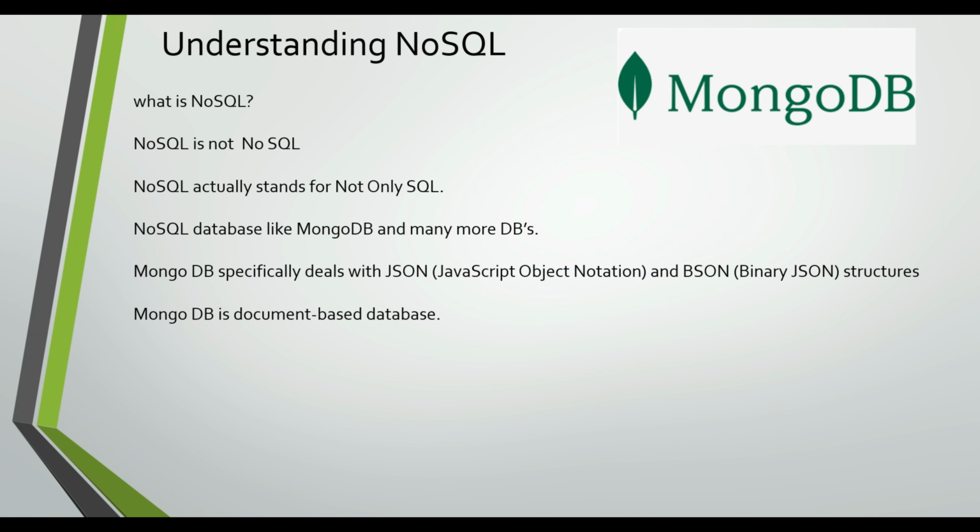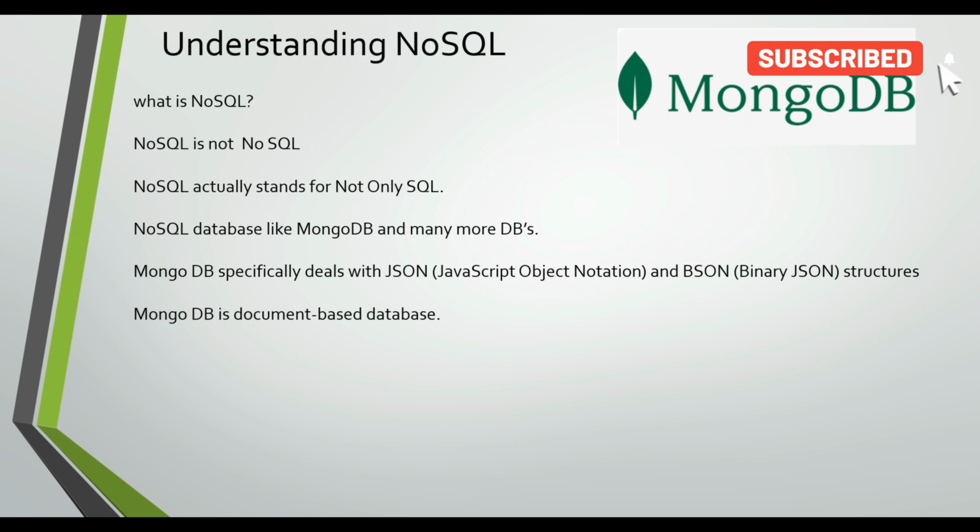Now in a database like MongoDB, NoSQL, we are going to work on the concept of JSON, that is JavaScript Object Notation. Also, there is BSON, that is the binary JSON structure. These are what make it a document-based database. MongoDB is called a document database. We will explore these formats in detail later in this series. But for now, just remember that this is going to be the foundation of how the data is going to be stored in MongoDB.